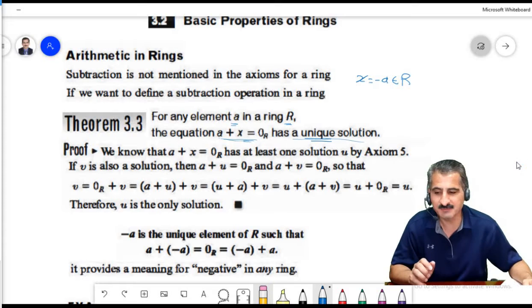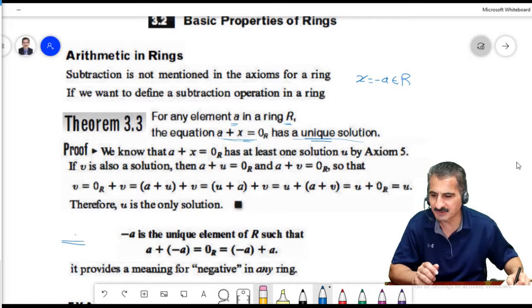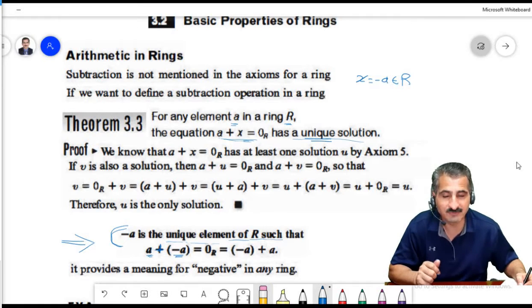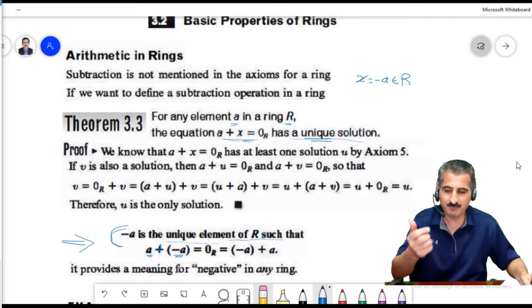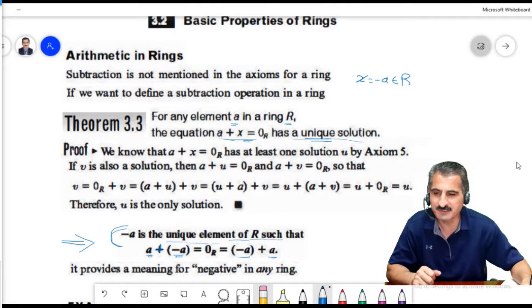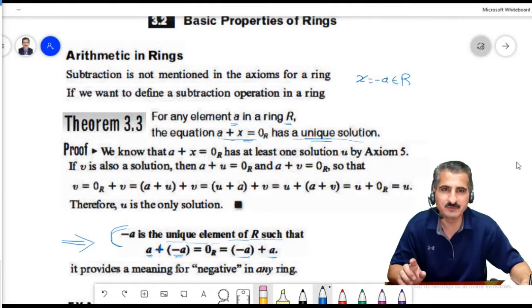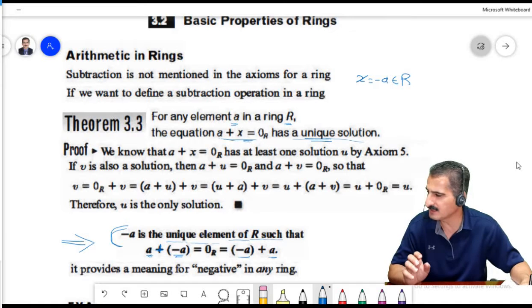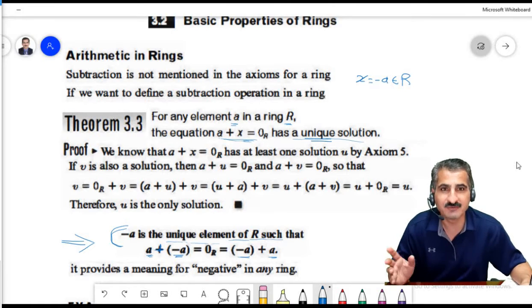So if you go down the screen in here, this is the conclusion. Negative a is the unique element in the ring R such that a plus, this is the addition we know, that element which is denoted negative a gives 0 from both ways, from left and right or right and left. To make things clear and to help you not to keep imagining that the negative here is the negative that you know when you deal with numbers, no, it's not the case.